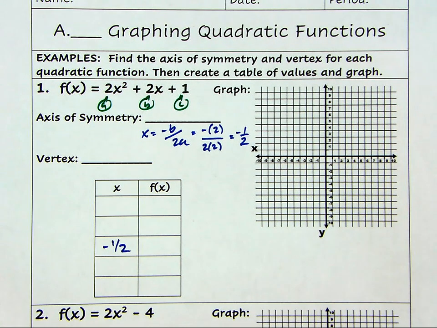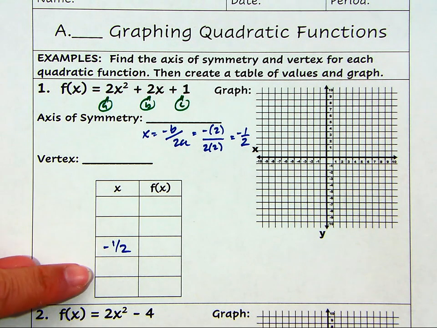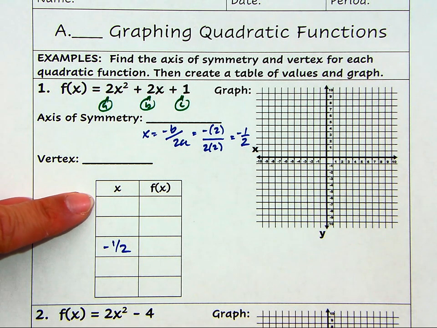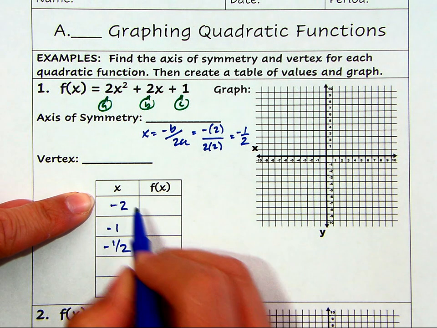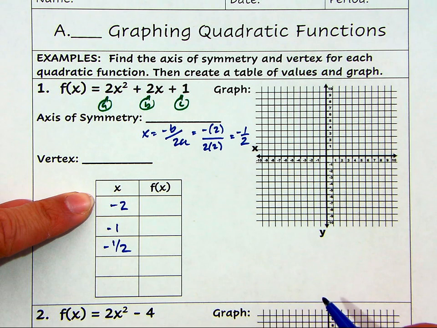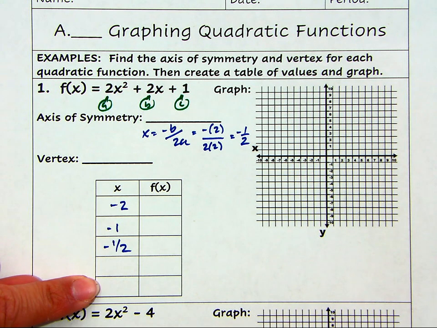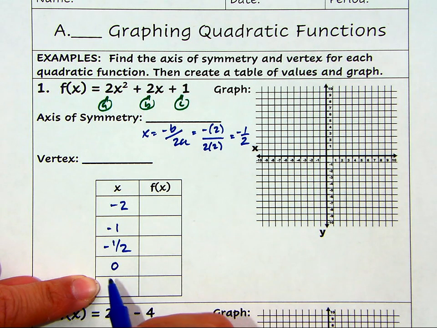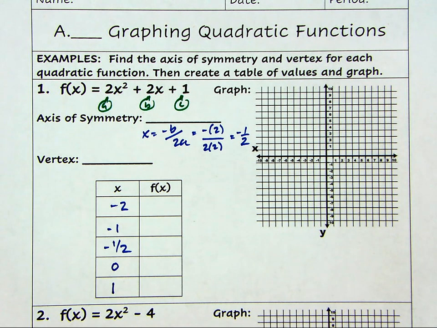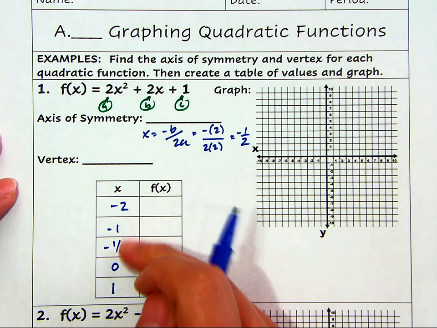Now, I can choose integers for the other two values, and I probably want to do that, just to make the math simple. So let's choose two integers that are just smaller than negative 1/2, so like negative 1 and negative 2. And then we'll choose two integers that are a little bit bigger than negative 1/2. So that would be like 0 is the next bigger integer, and then 1. So let's go ahead and substitute these x values into our function.